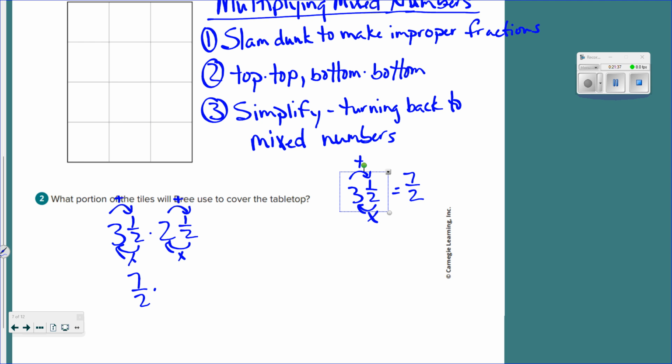Once I have slam dunked all of the mixed numbers, now I'm just multiplying. 7 times 5 gives me 35. 2 times 2 gives me 4. So turning that back into a mixed number, I'm just going to use my denominator and say, how many times does the 4 go into 35 without going over? 8 times, right? 8 times 4 is 32, so how much is actually left over? 3. That becomes 8 and 3/4. That is my answer.